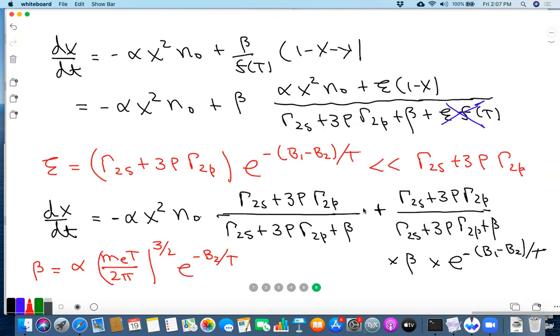And you can also see that this factor is common, right? So that you can take out. Okay, and beta is proportional to alpha, so alpha can also be taken out. Okay, so in the next slide, I'm going to do that. Are there questions on this?